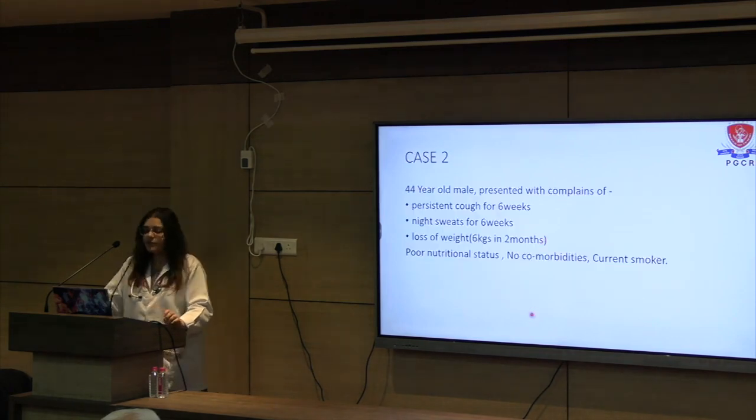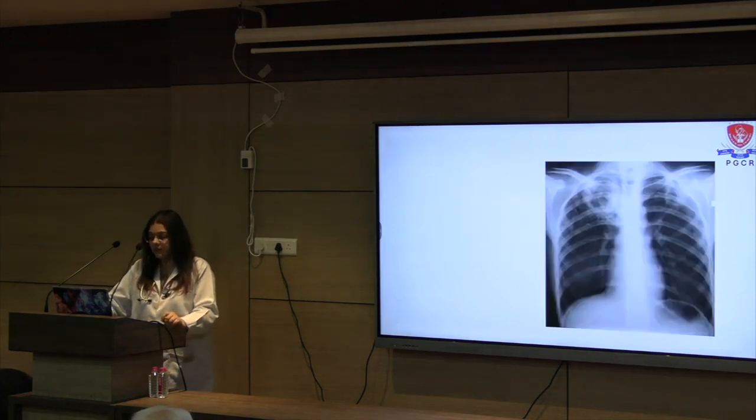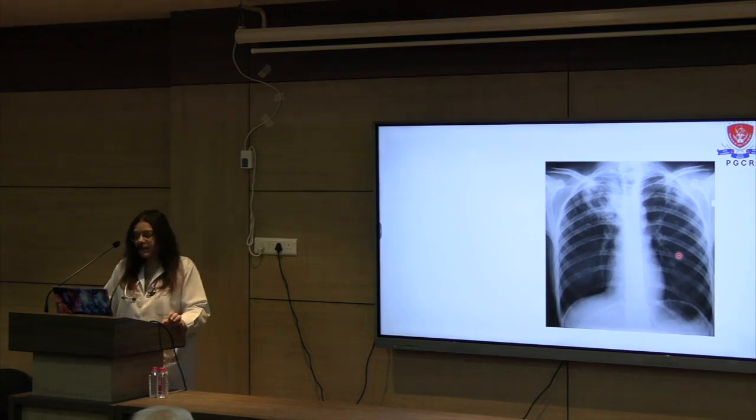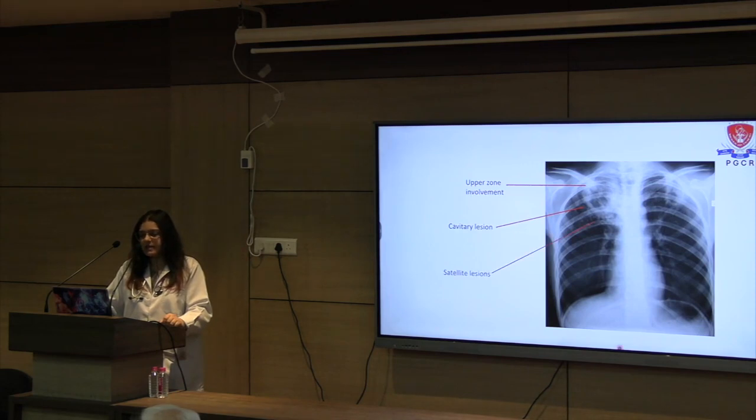The second case is of a 44-year-old male who presented with complaints of persistent cough since 6 weeks, night sweats since 6 weeks, and loss of weight of 6 kgs in 2 months. The patient had poor nutritional status, no comorbidities, and is a current smoker. Here in the X-ray, we can see there is bilateral upper zone involvement, there are bilateral cavitatory lesions, and some satellite lesions around the big cavitary lesions. What do you think is the diagnosis?